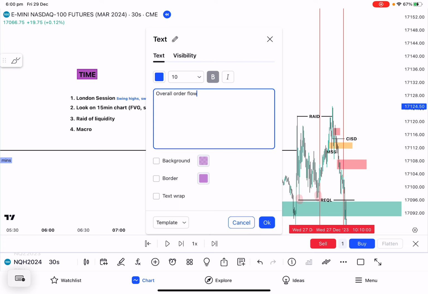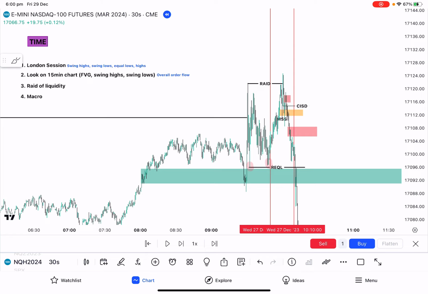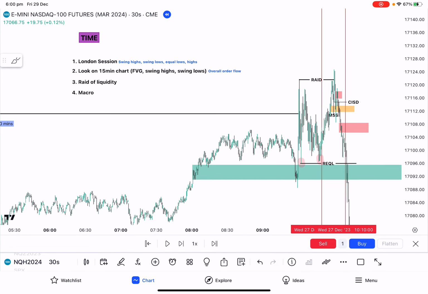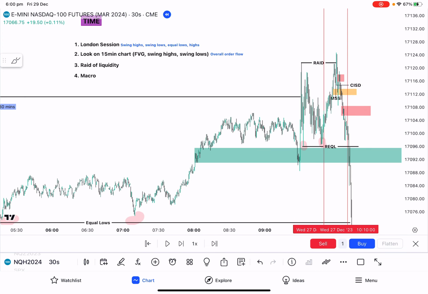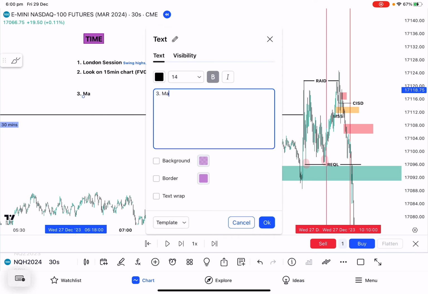Right now, since we're trading on the 1 minute time frame or the 30-second time frame, it could be classed as scalping. So even though the overall order flow is bullish, as we saw in the 15-minute, I can still take short trades, and that's completely okay. Raided liquidity, and I'm going to actually just get rid of this. I'm also just going to make this number 3. I'm just going to simplify it into 3 simple steps.